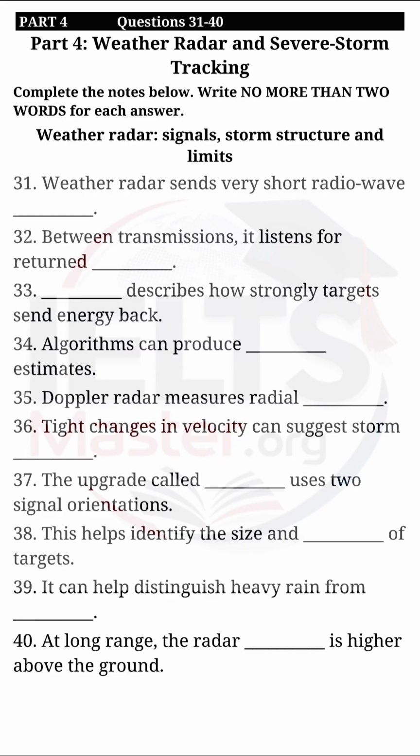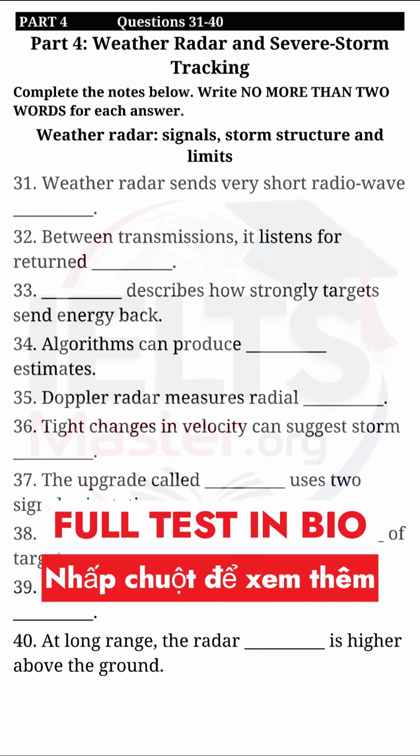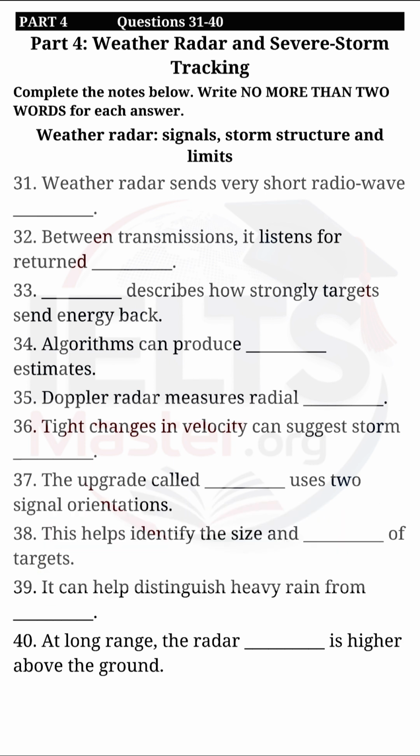Doppler radar adds another important measurement. It can measure radial velocity, meaning motion toward or away from the radar. This is useful because storms are not only areas of rain. They are moving systems with internal wind patterns. Tight changes in velocity over a small area can suggest storm rotation. Forecasters examine that rotation carefully because it may be associated with severe thunderstorms. They do not issue warnings from one image alone, but a persistent area of rotation can become an important sign that the storm is organizing.